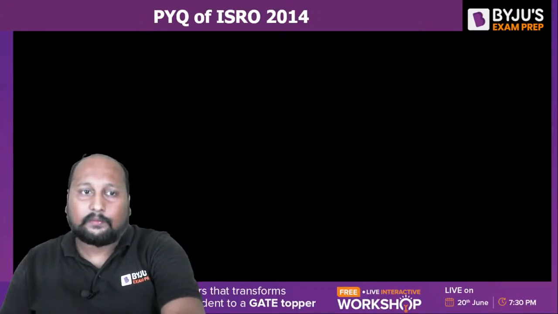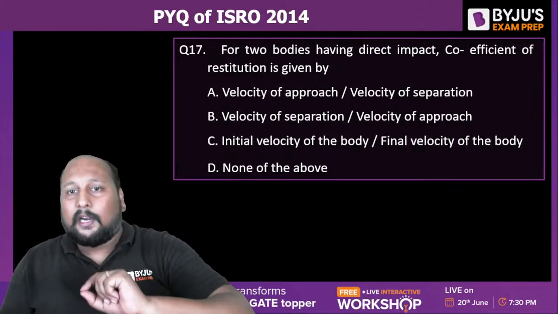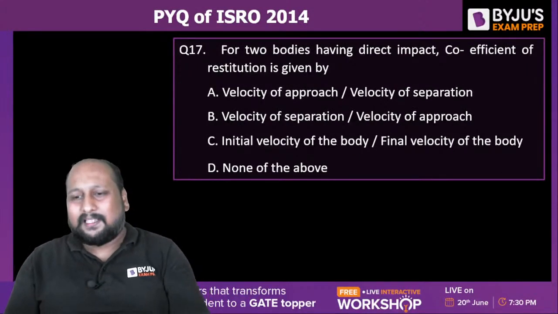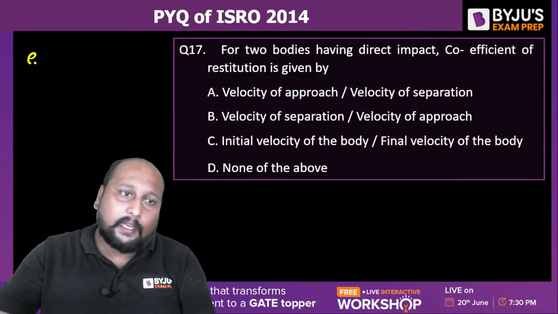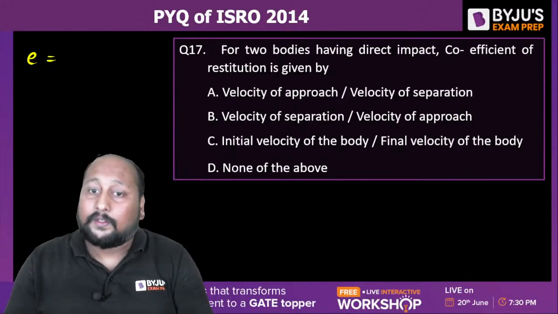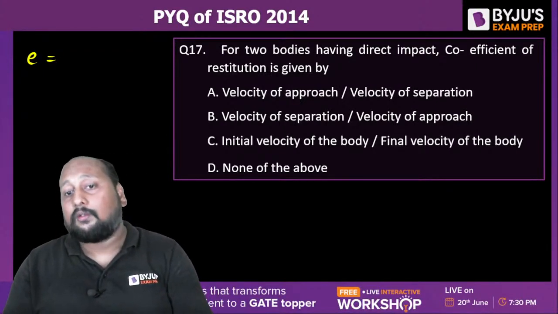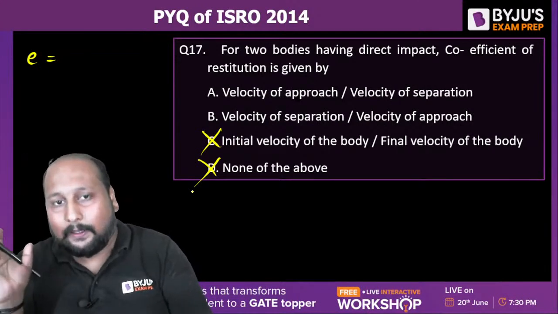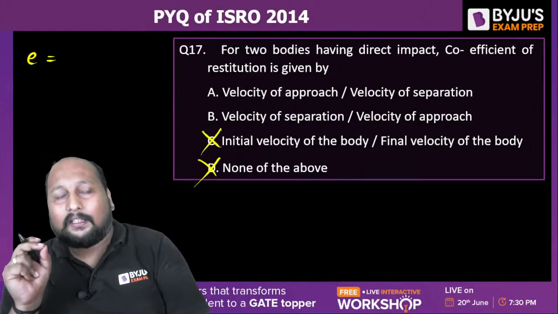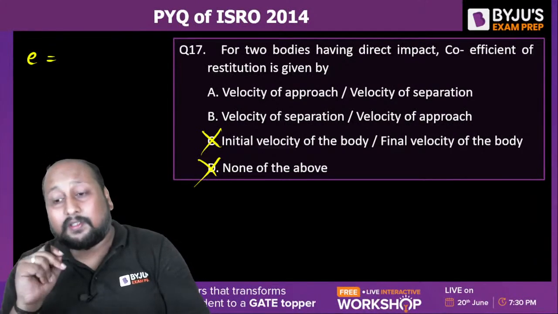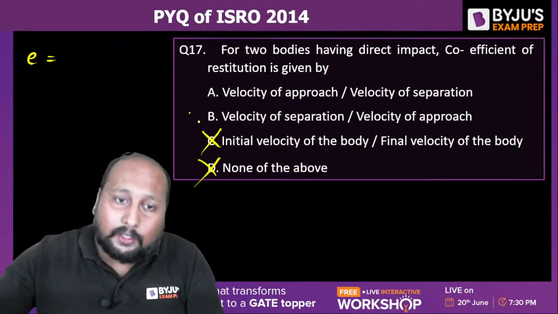Chale, next question. For two bodies having direct impact, the coefficient of restitution is given by, a simple question. What is the value of e? It is equal to the ratio of velocity of approach by velocity of separation, velocity of separation by velocity of approach, initial velocity to the final velocity, none of the above. C or D, eliminate directly. What is the coefficient of restitution? Velocity of approach by velocity of separation or velocity of separation by velocity of approach? Option B is the correct answer.